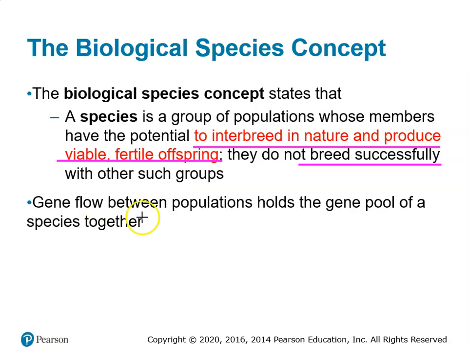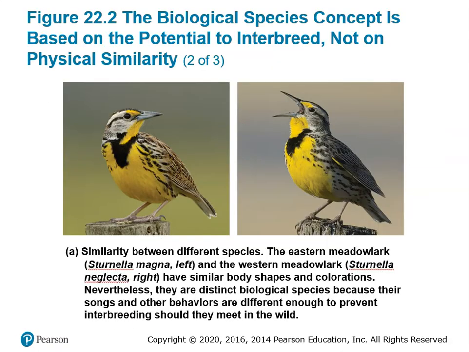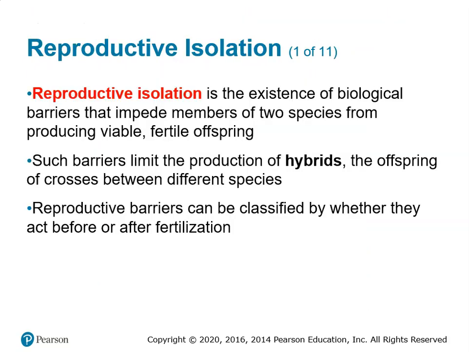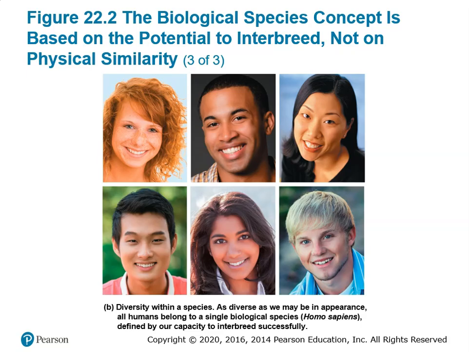Gene flow between populations holds the species together. For example, look at the similarity between different species: the eastern meadowlark and the western meadowlark, crazy similar. You and I would say, yeah, that's the same bird, but they are distinct biological species. Their songs and behaviors are different enough to prevent interbreeding. We look pretty different as human beings. We have diversity, but we are the same species, of course, due to our ability to interbreed successfully.